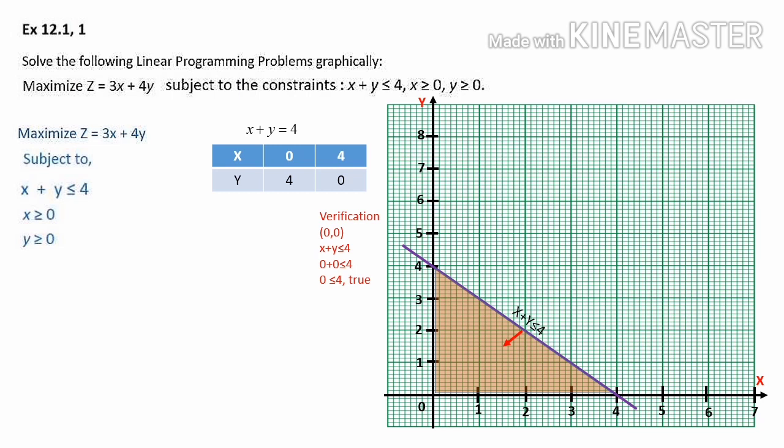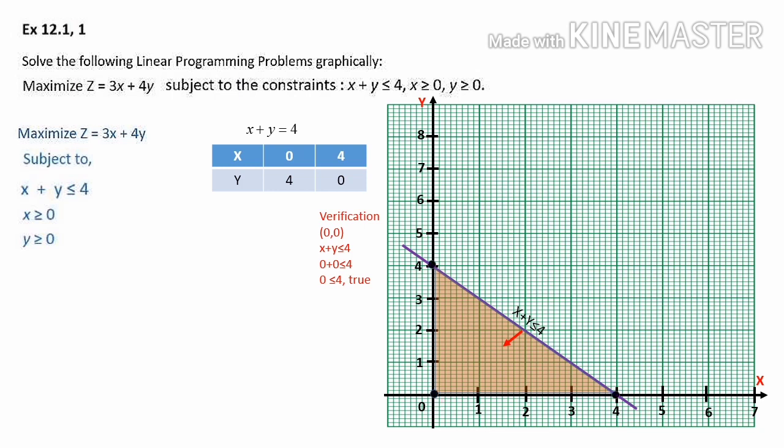Then what we have to do is maximize this value. We have to find out the maximum value of Z is equal to 3x plus 4y. For that, we have to identify the corner points. Means see, you are getting a triangle here, and in this shape we have three corners. One corner is here, another corner is here, and another one is this one, (0, 0).